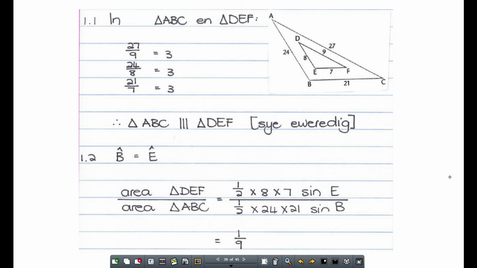Okay. So now, you will see the half cancels, the half and this half cancel each other out. And then sine E with sine B and then 8 times 7 over 24 times 21. That gives you a much bigger number, but simplified, it's going to give you 1 over 9.